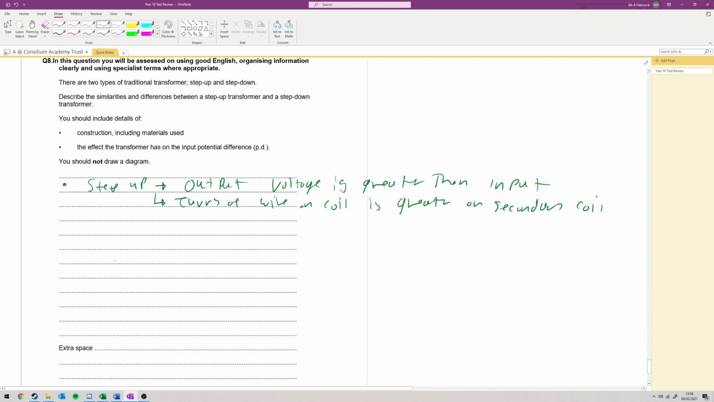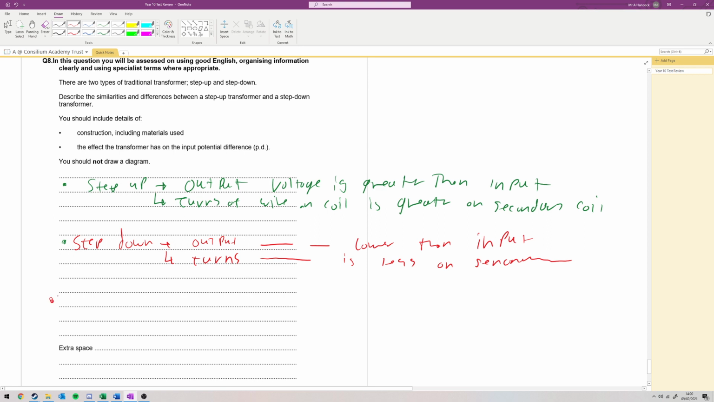Okay, you then said that for a step down, so I'll do this in red, I'm doing the writing in green. Step down, the output voltage is lower than the input, and again the turns of wire on the coil is less on the secondary. So I'm literally just copying what I've written above, but I've changed it for step down. So these are how you're comparing them, and this is how they are different.